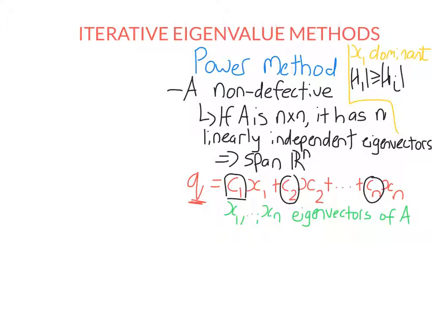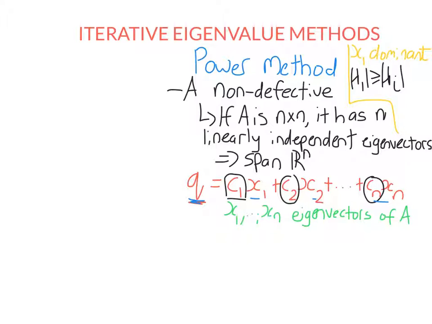It actually depends on your original guess. If you just so happen to start by picking a vector q that is very close to one of the actual eigenvectors, it might converge to that eigenvector rather than the dominant eigenvector.